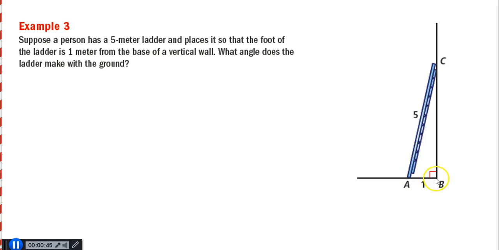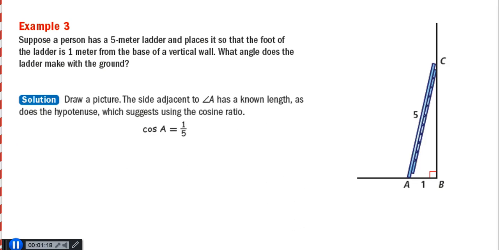So if it's 1 meter from the wall, and it's a 5-meter ladder, and we're looking for this angle, with respect to this angle, we have the adjacent side, because this side is next to that angle. And we also have the hypotenuse of this right triangle. We're looking for the angle. So the one thing we're missing is the angle. We have adjacent and hypotenuse. Which of the trigonometry ratios deals with adjacent and hypotenuse? That would be the cosine ratio.